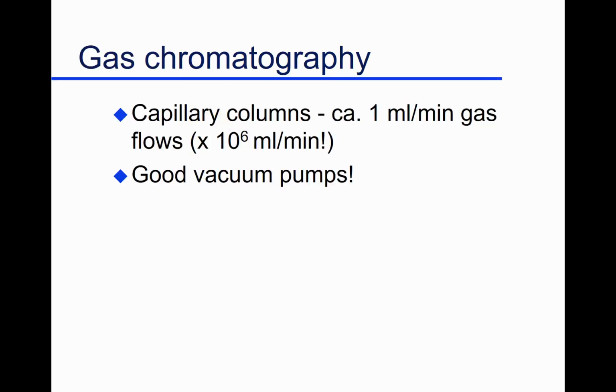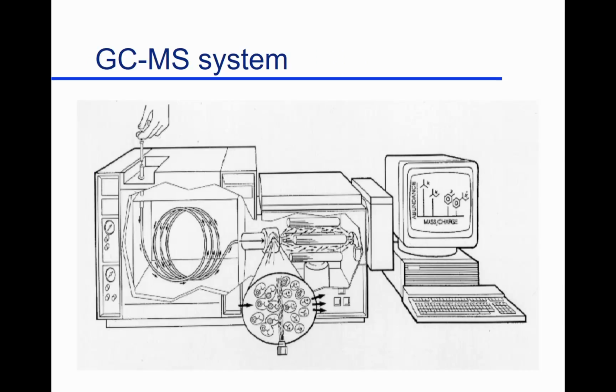Okay, and I got ahead of myself. Here's the calculation. 1 milliliter per minute of gas flow is 10 to the 6 milliliters per minute the pump has to pump out. That gives you an idea of the difference between something at atmospheric pressure and what we have to pump out of that mass spectrometer when we're dumping it in. So we really do need good vacuum pumps for this system. But they are a standard detector these days.